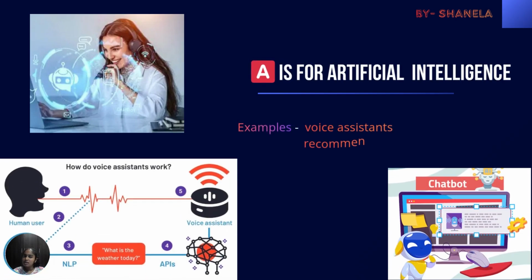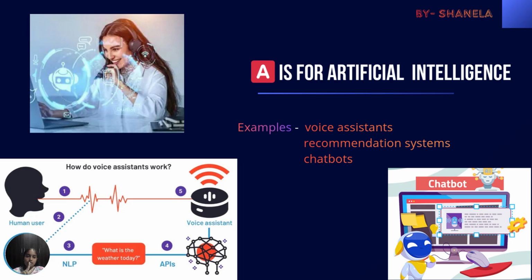A is for artificial intelligence. Artificial intelligence, or AI, is when machines are designed to think or make decisions in ways that resemble human intelligence. You've already seen AI in action. Voice assistants like Siri or Alexa answering your questions, recommendation systems suggesting movies on Netflix or products on Amazon, and chatbots helping you with customer service.